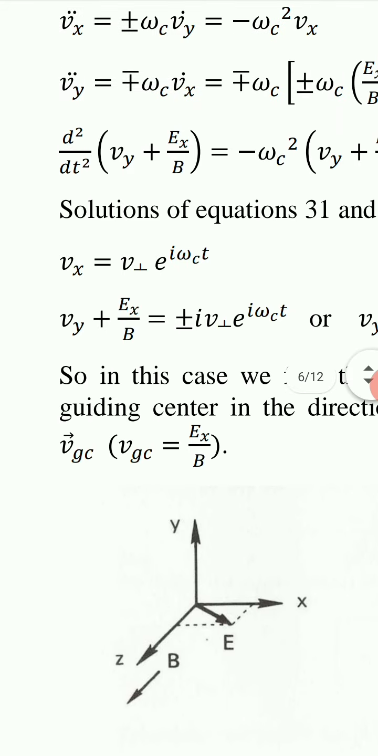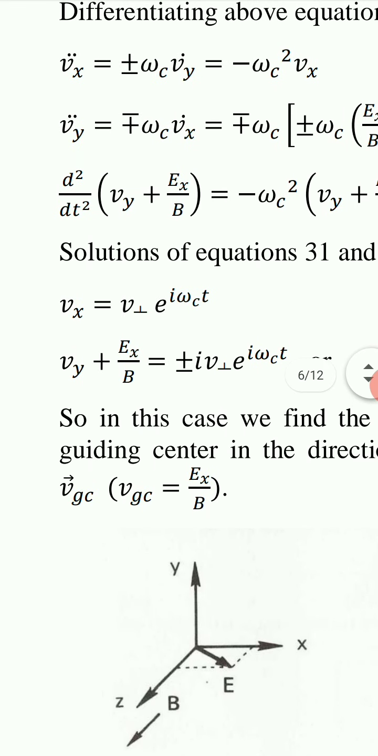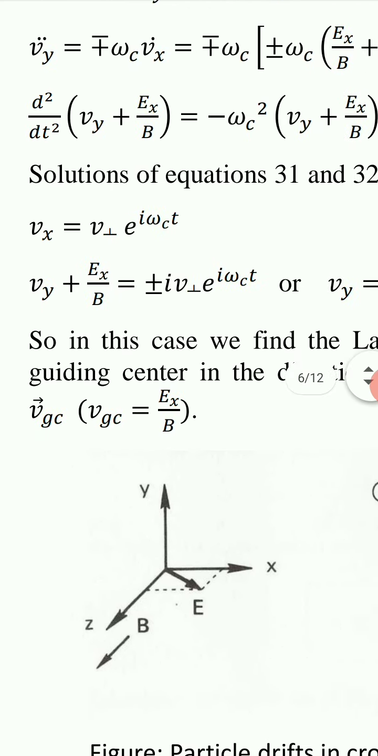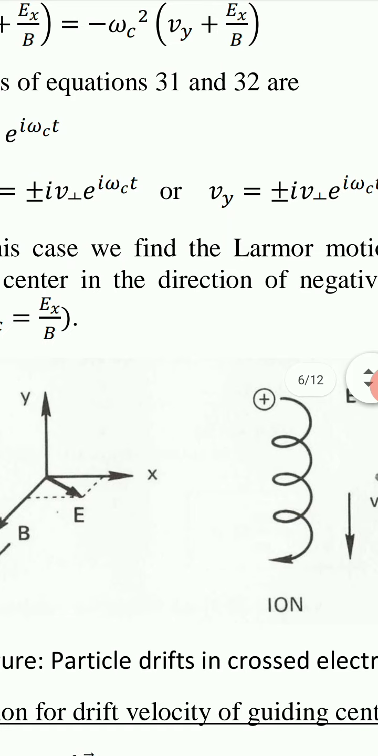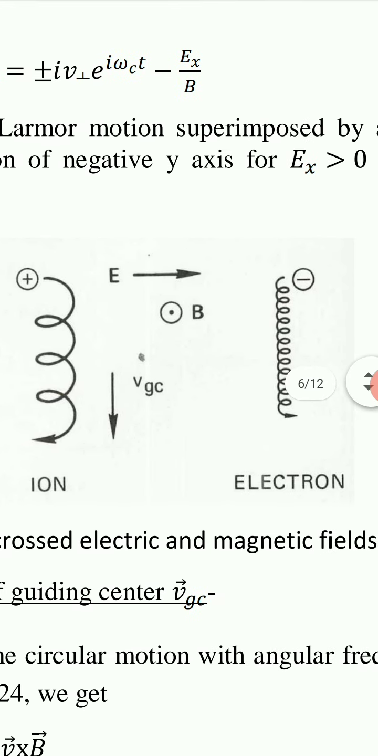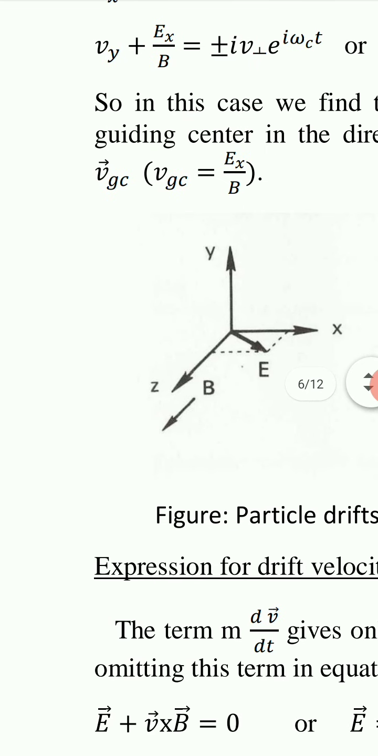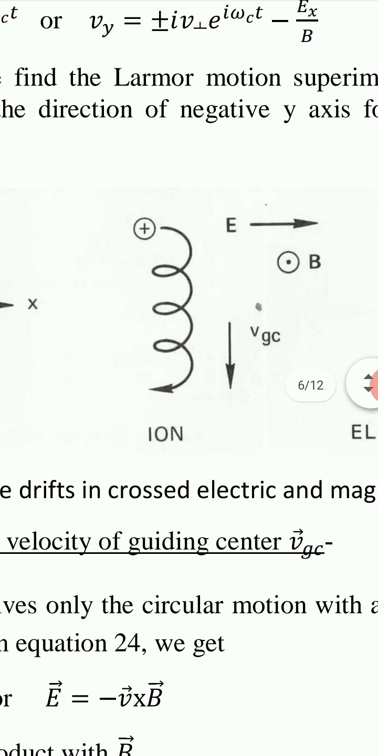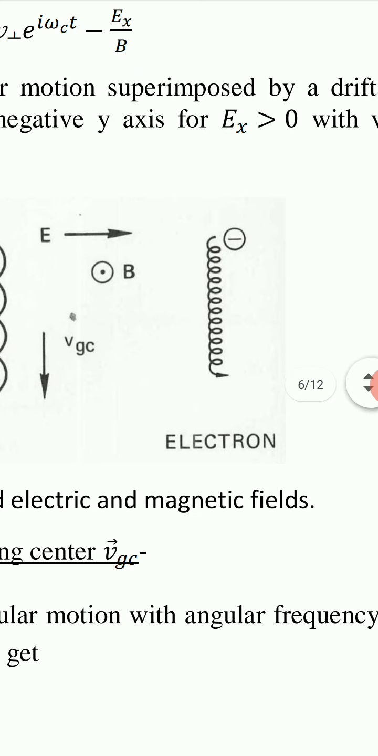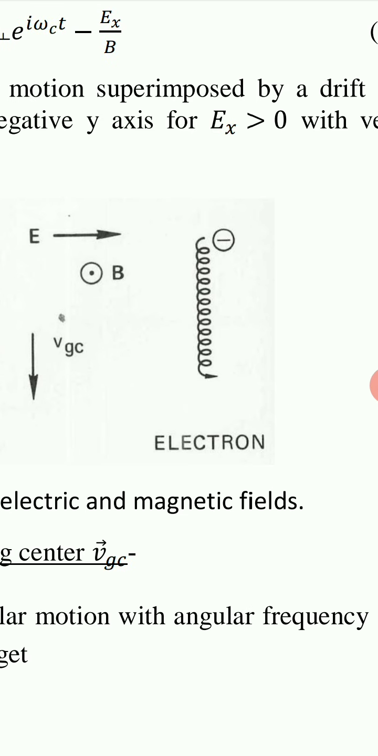By solving these two equations for Vx double dot and Vy double dot, in this case we find the Larmor motion superimposed by a drift of the guiding center in the direction of negative y-axis for Ex greater than 0, for positive Ex.